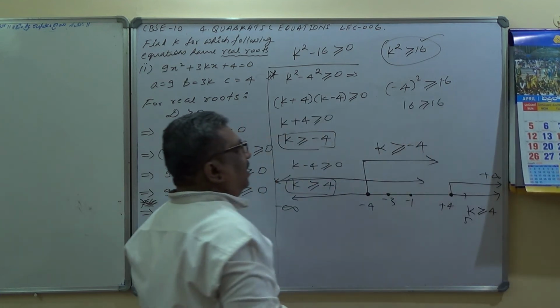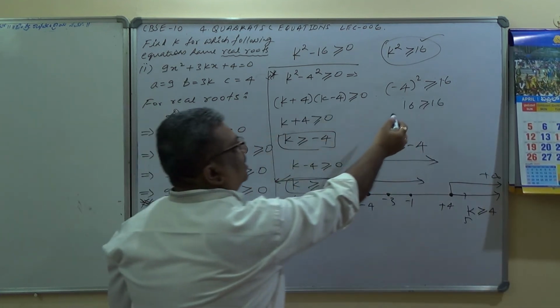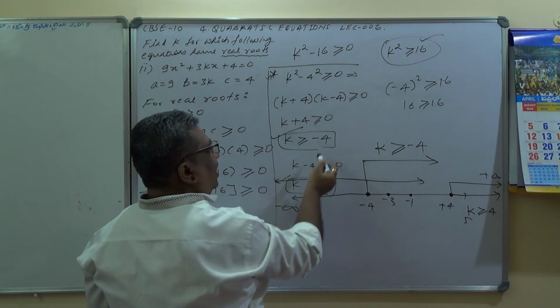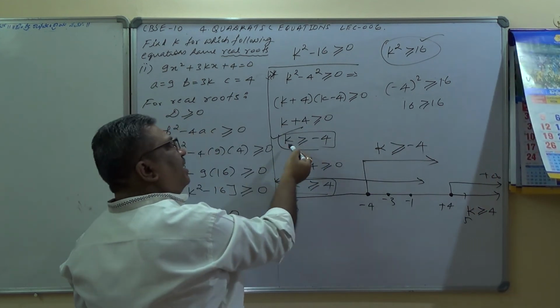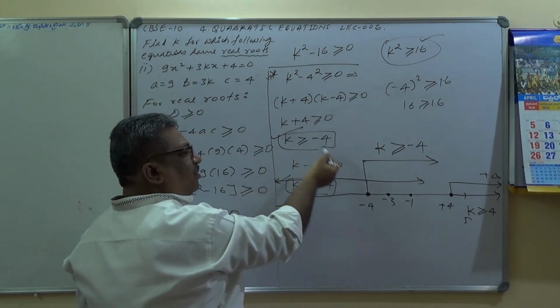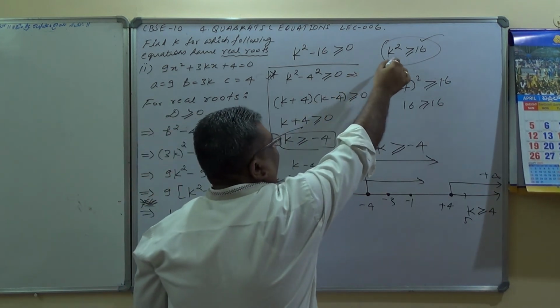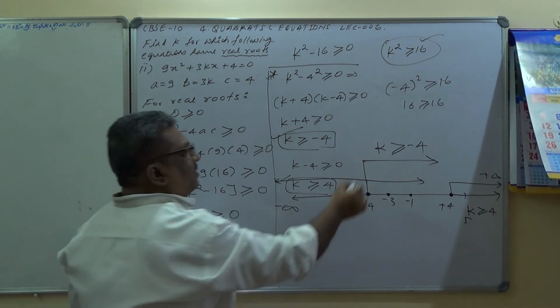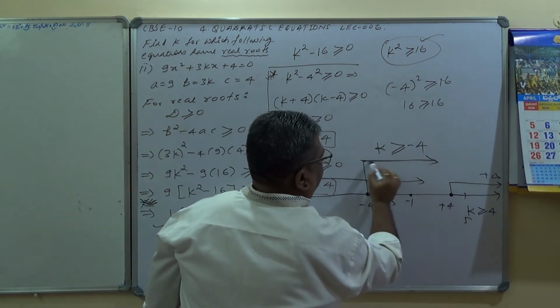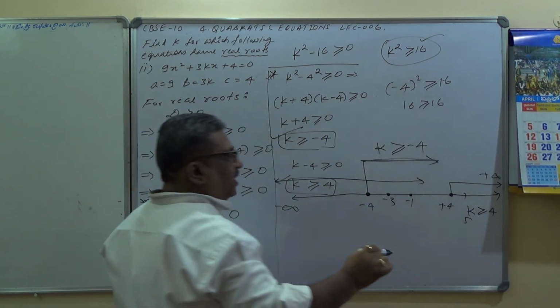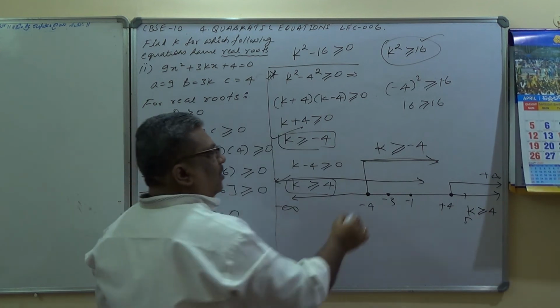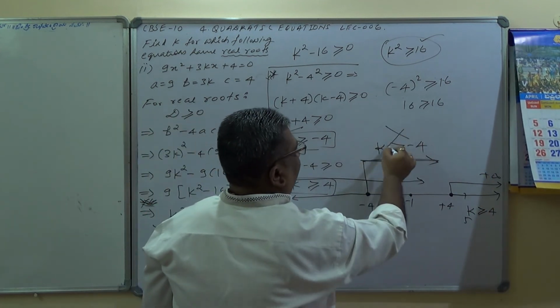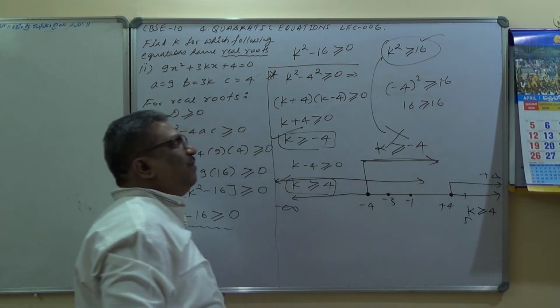This is okay, fine. But above that, for numbers greater than or equal to minus 4, any value of k you take should satisfy the inequality. And therefore, dear students, this region is not applicable. So k greater than or equal to minus 4 does not satisfy this equation.